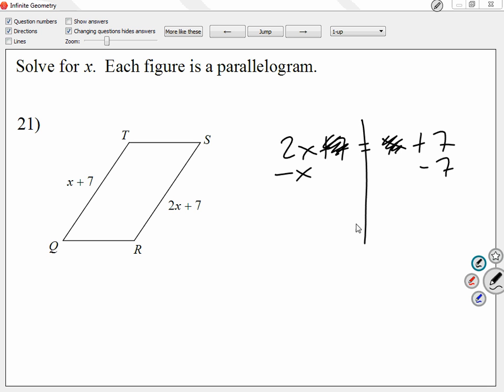On the left, how much is 2x minus 1x? x. On the right, how much is 7 minus 7? 0. So x is equal to 0.